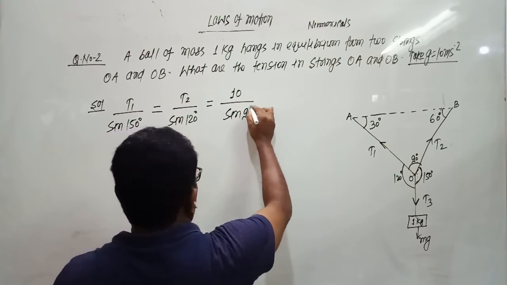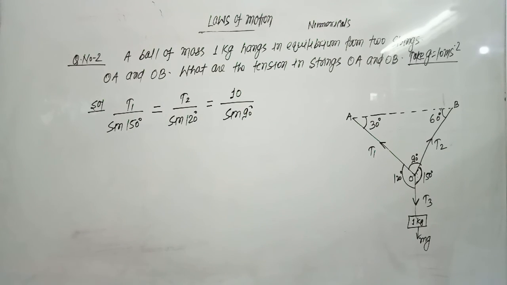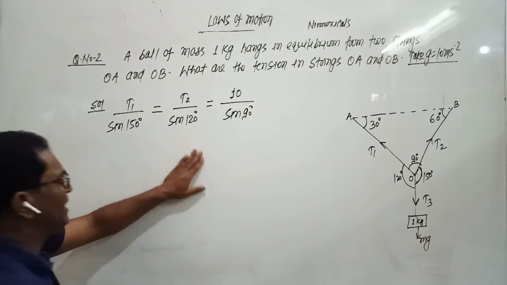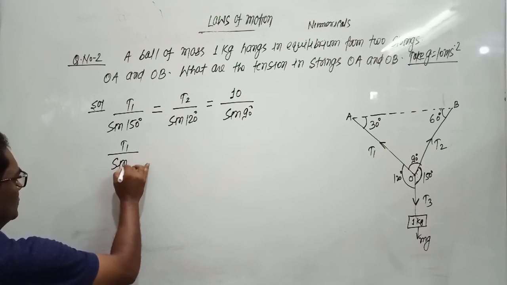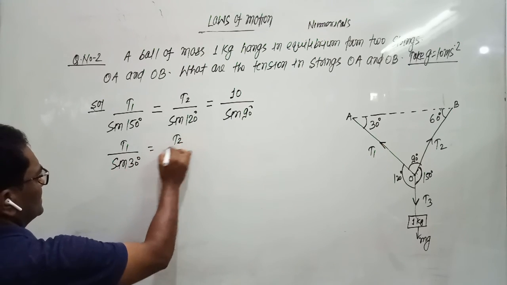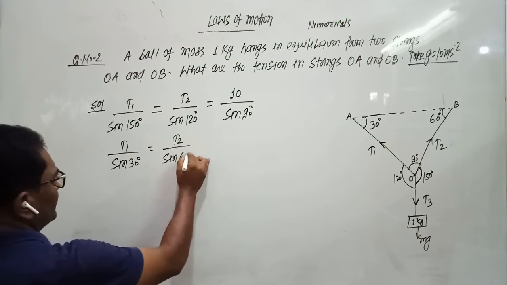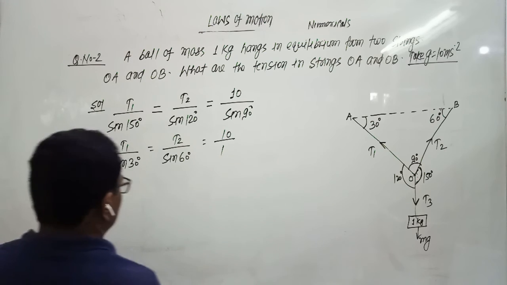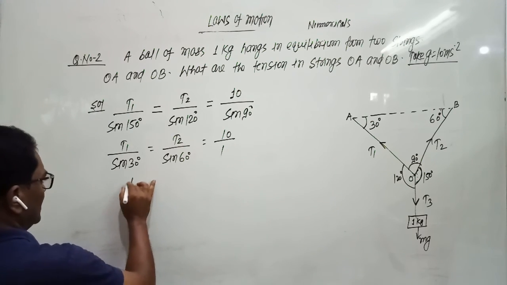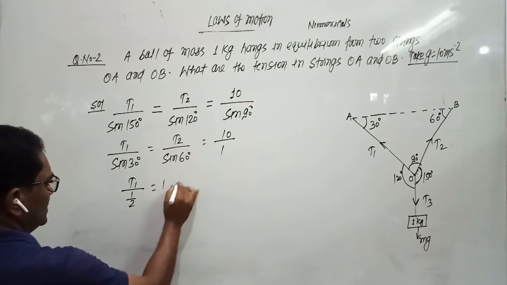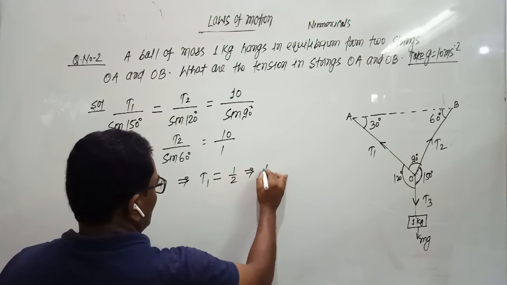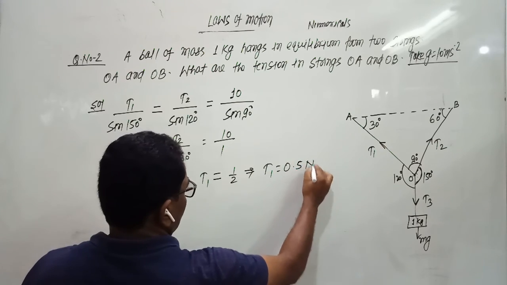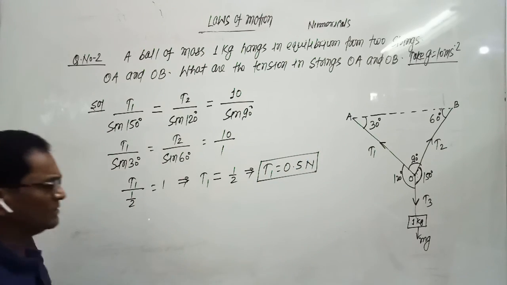So we use Lami's theorem for three forces. T1 upon sin 150 equals T2 upon sin 120 equals 10 upon sin 90 degree. Sin 150 degree is equal to sin 30 degree, sin 120 is equal to sin 60 degree, and 10 upon sin 90 degree is equal to 10. So equate first and last. T1 upon sin 30, which is 1 by 2, equals 10, and by cross multiplication T1 equals 0.5 Newton. This is the force T1.